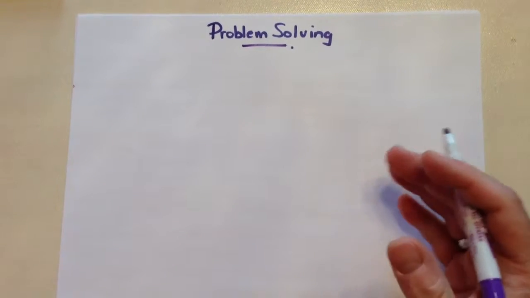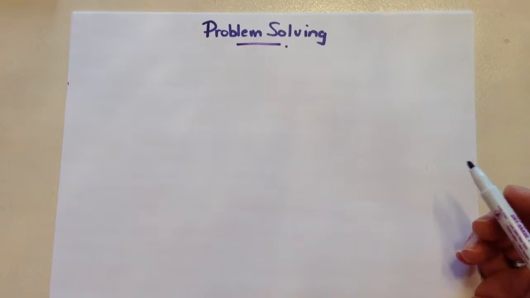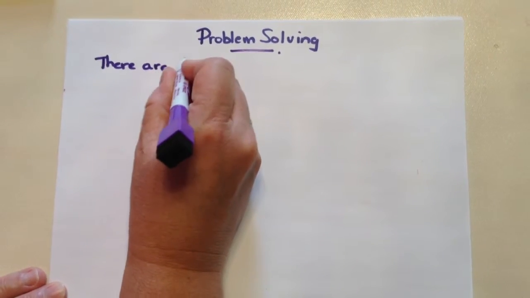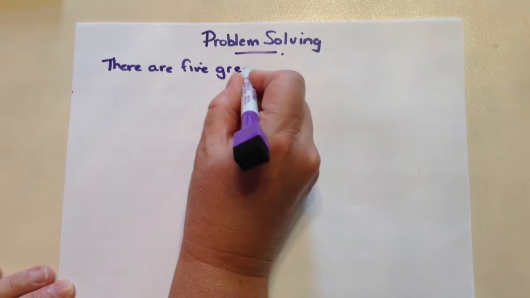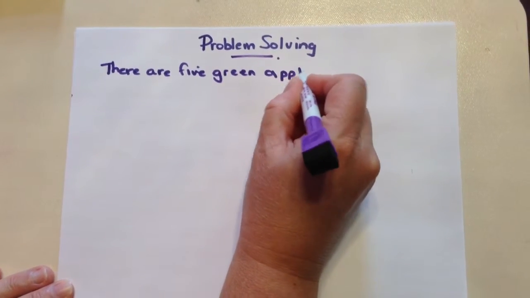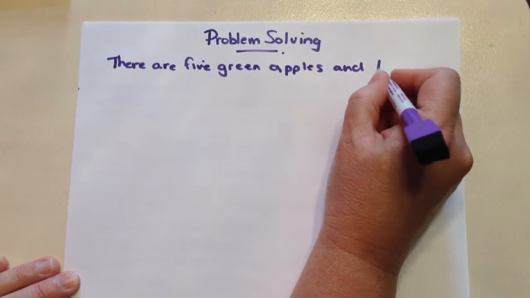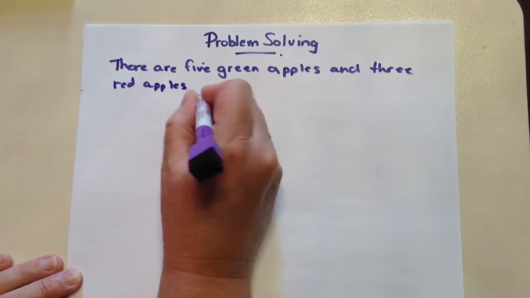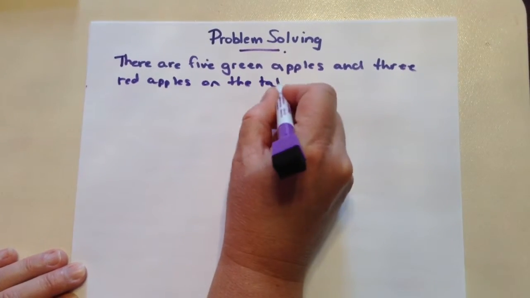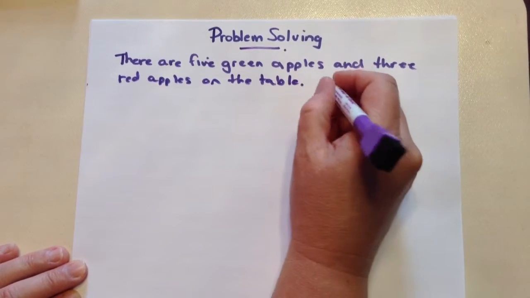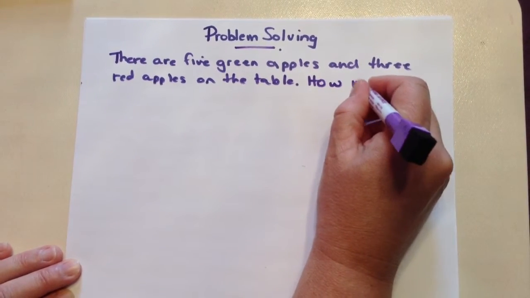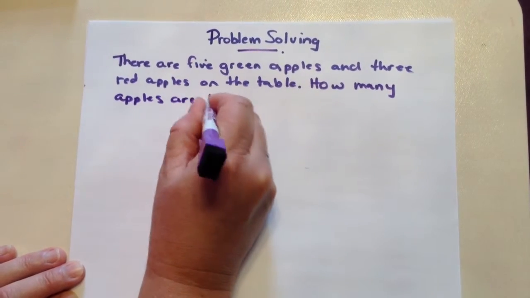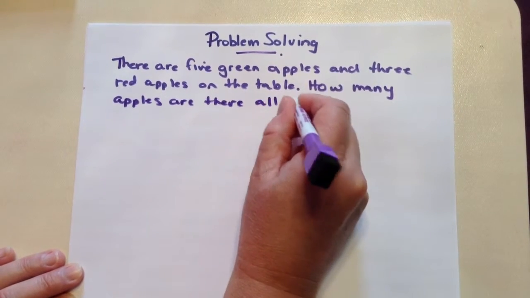It is a mathematical story that is written out in words. So my mathematical story today will be, there are 5 green apples and 3 red apples on the table. And what my mathematical story is asking is how many apples are there all together.